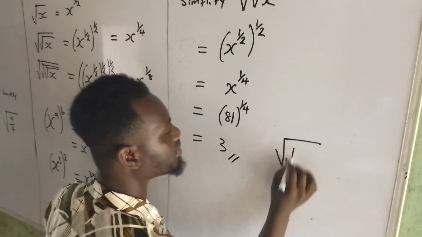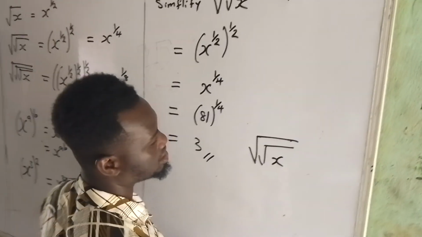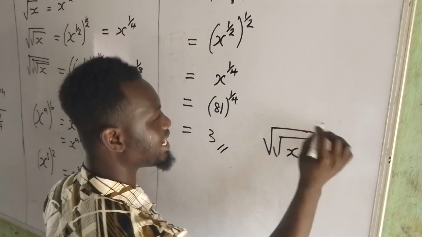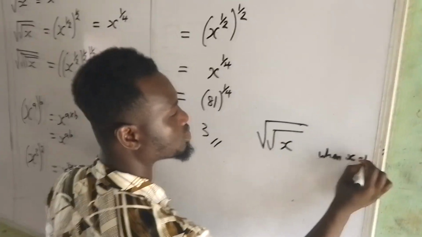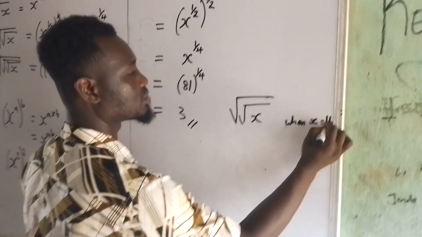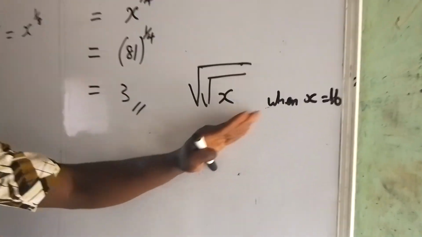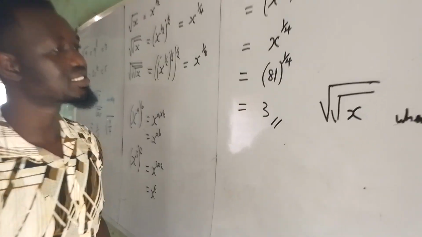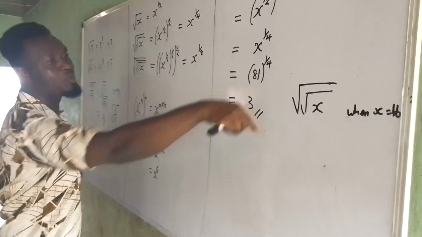So you can try this, solve this. The square root of x when x is equal to 16. So simplify the square root of x when x is equal to 16. This is very simple. Okay. So you can put your answer in the comment box.